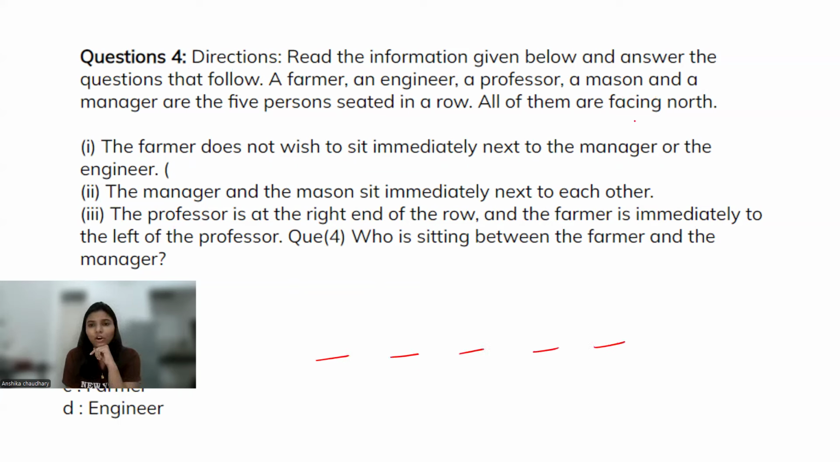1, 2, 3, 4, 5. Okay. All of them are facing north. All right. So the farmer does not wish to sit immediately next to the manager or to the engineer.